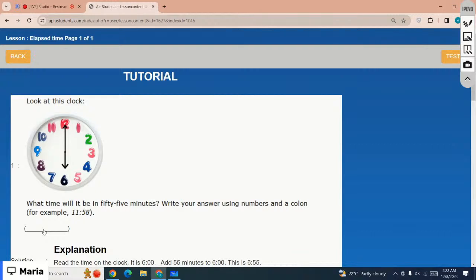After 55 minutes, it is 6:55. That would be 6:55, isn't it? Because the clock shows 6. And after 55 minutes, it would be 6:55, right? You have to write the time using the numbers and the colon.